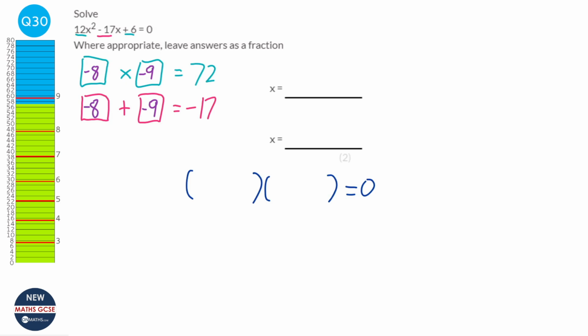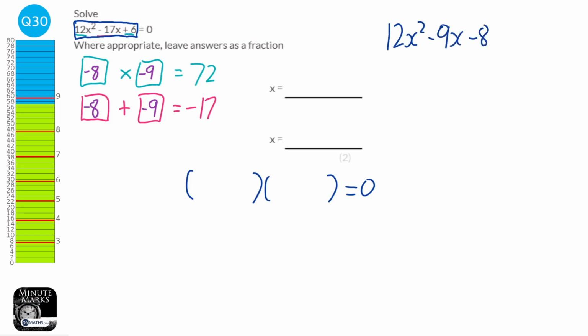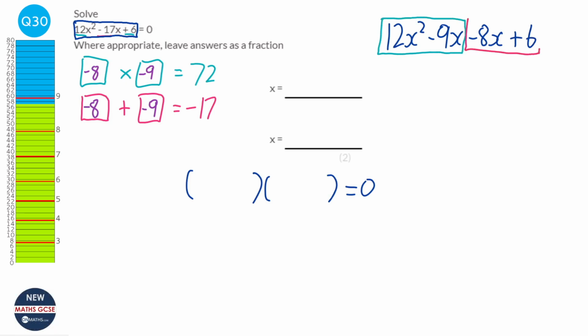So we're going to rewrite the expression on the left, but instead of minus 17, we're going to write minus 9x minus 8x, or whichever way around. So we're going to do 12x squared minus 9x minus 8x. I could have done it the other way around. Plus 6. We're going to factorise linearly the first 2 terms, and we're going to factorise linearly the second 2 terms. So here we can actually divide out 3x from both of them.